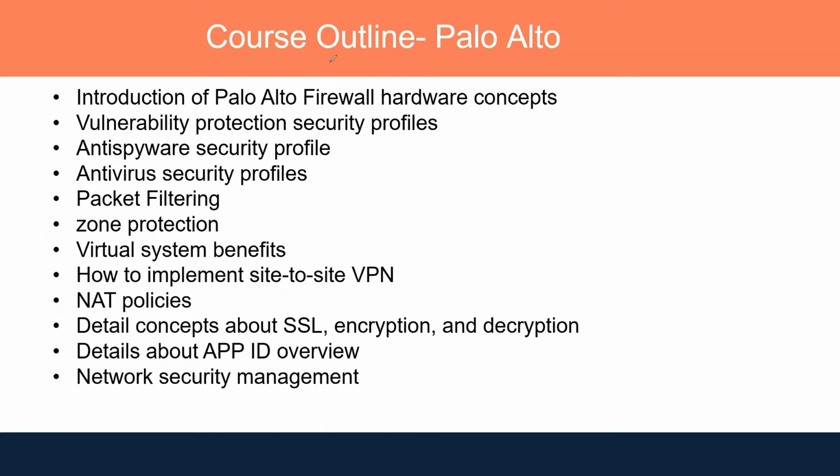So we will cover the introduction to Palo Alto firewall. What is the Palo Alto firewall? We will understand the concept as well. Then we will understand vulnerability protection profile, anti-spyware, antivirus security profile, packet filtering, zone protection, virtual system, and we will see the VPN as well. NAT part we will see, decryption, encryption part we will see. We will understand the application ID, network security management, as we will cover Panorama, and troubleshooting part. So this is the course outline.